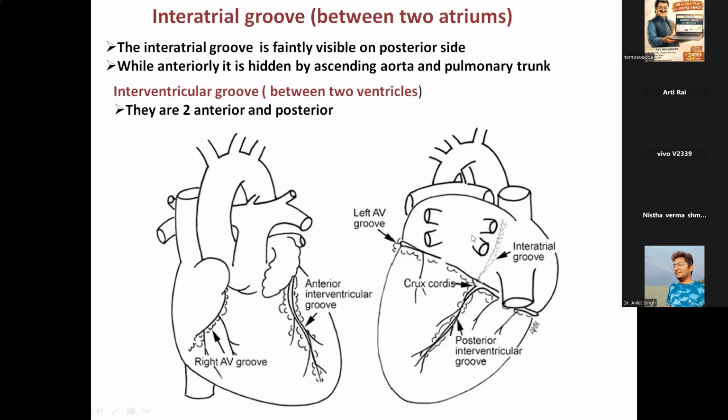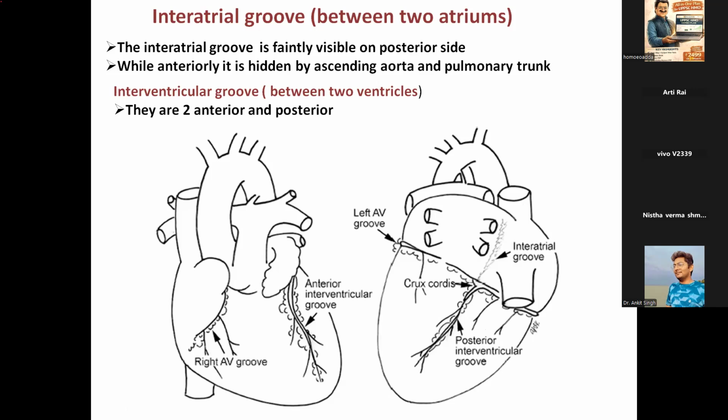And you can see the interventricular groove between two ventricles. So between two ventricles, this is the left ventricle, this is the right ventricle. So you can see in between there is an interventricular groove. These interventricular grooves are two in number. You can see one on the anterior side, dividing the right ventricle from the left ventricle. Similarly, on the posterior side, dividing the right ventricle from the left ventricle. So there are two interventricular grooves.